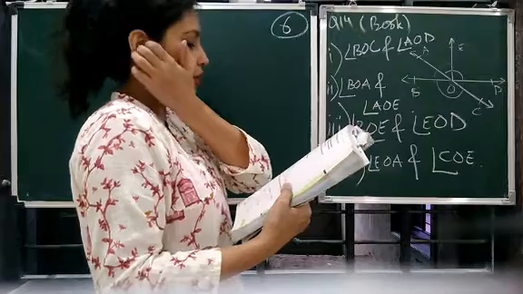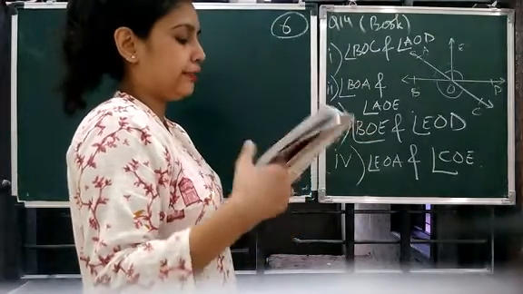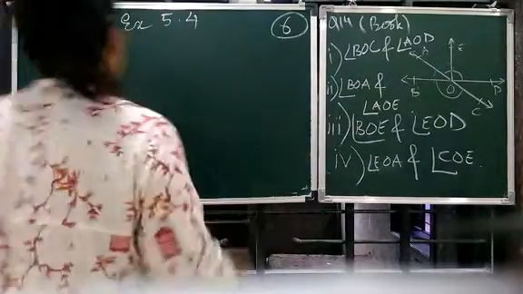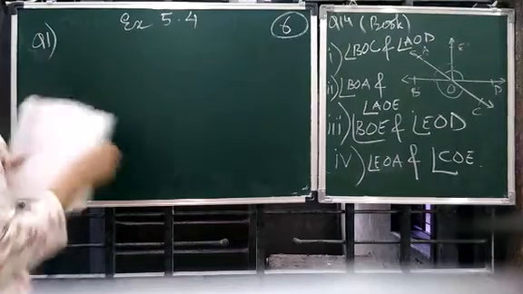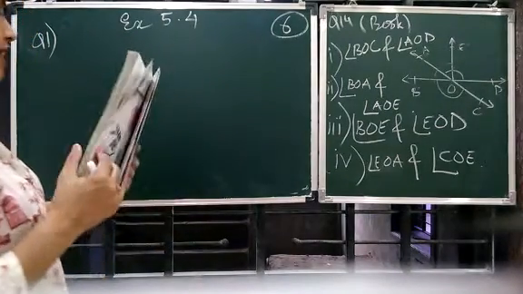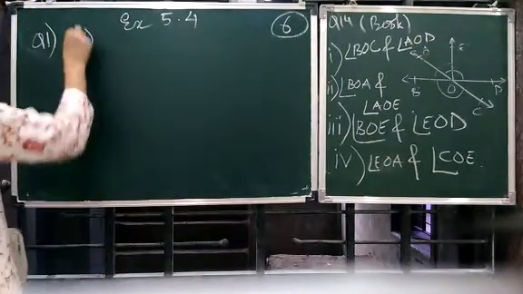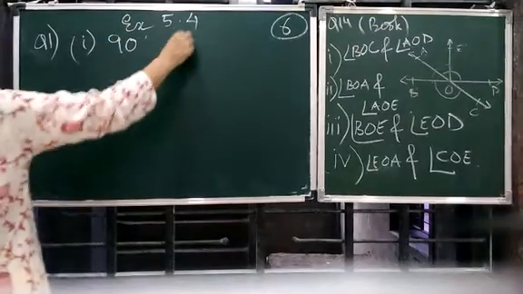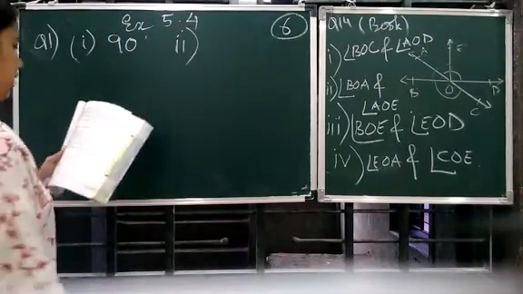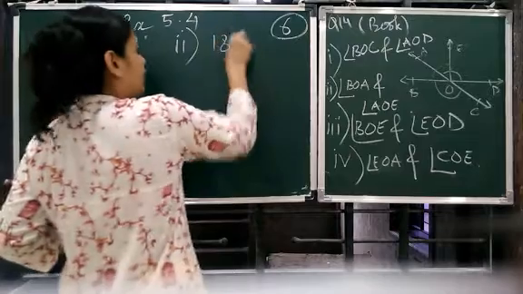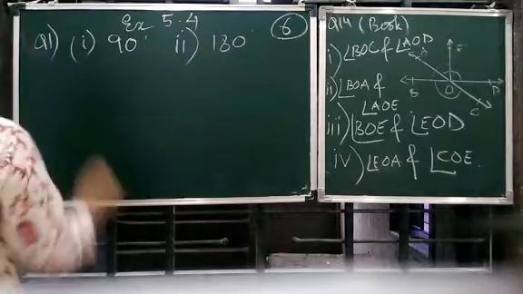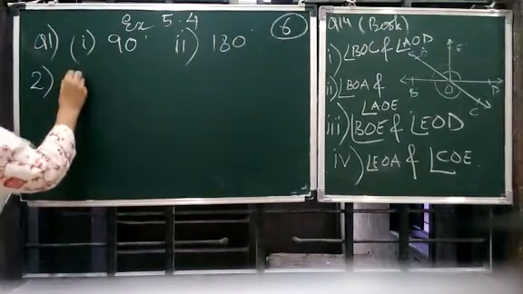So exercise 5.4, question number 1, we do it in book. Question 1 will be done in book. What is the measure of a right angle? Come on, tell me. Yes, it's 90 degree. Measure of a straight angle? 180 degree. Then it is true or false?